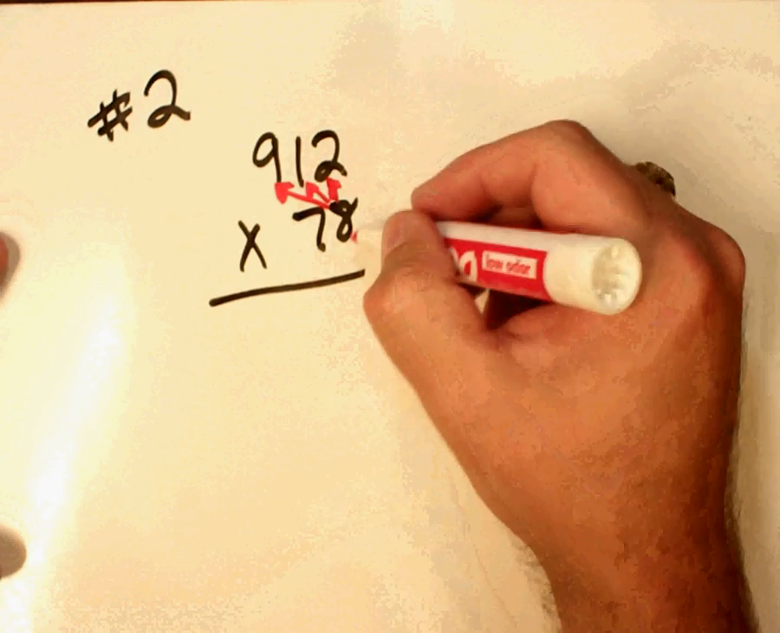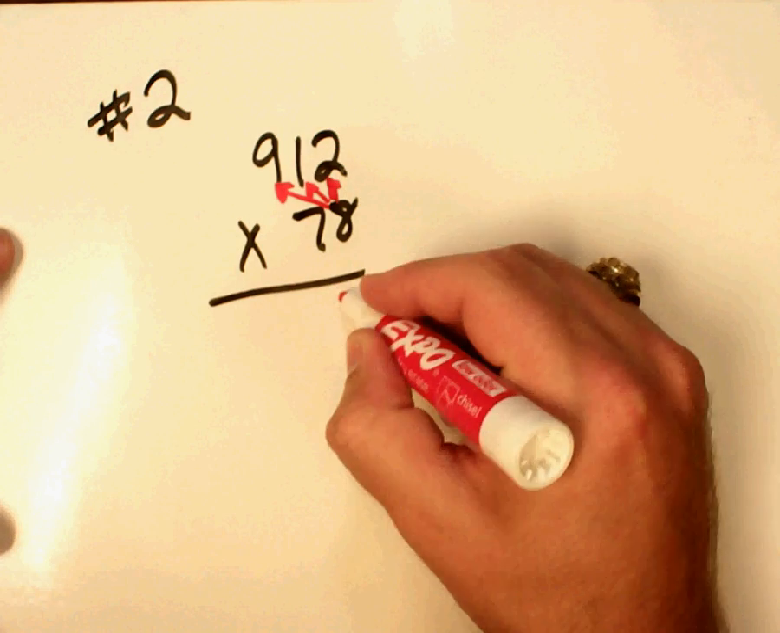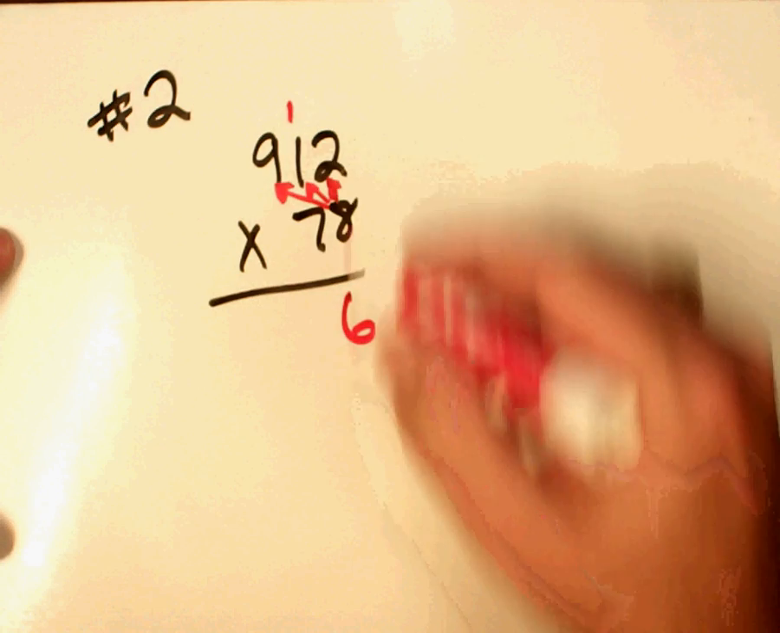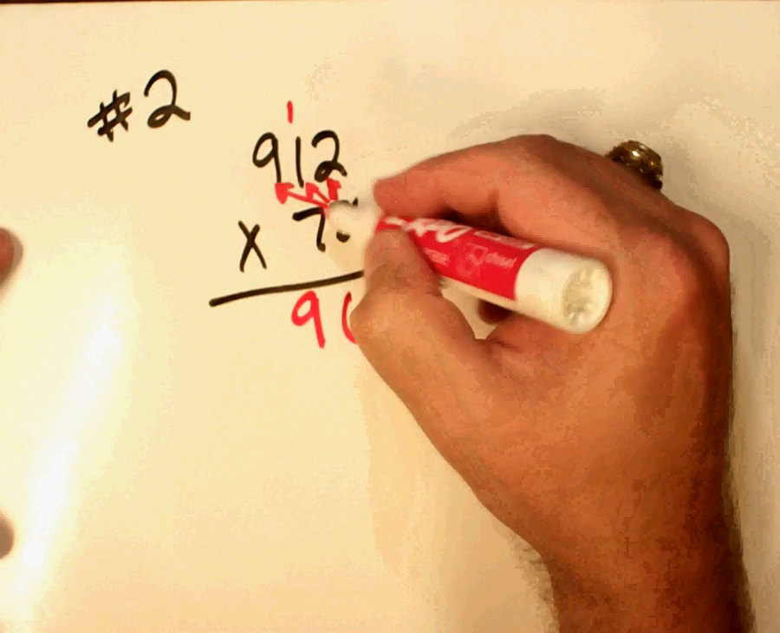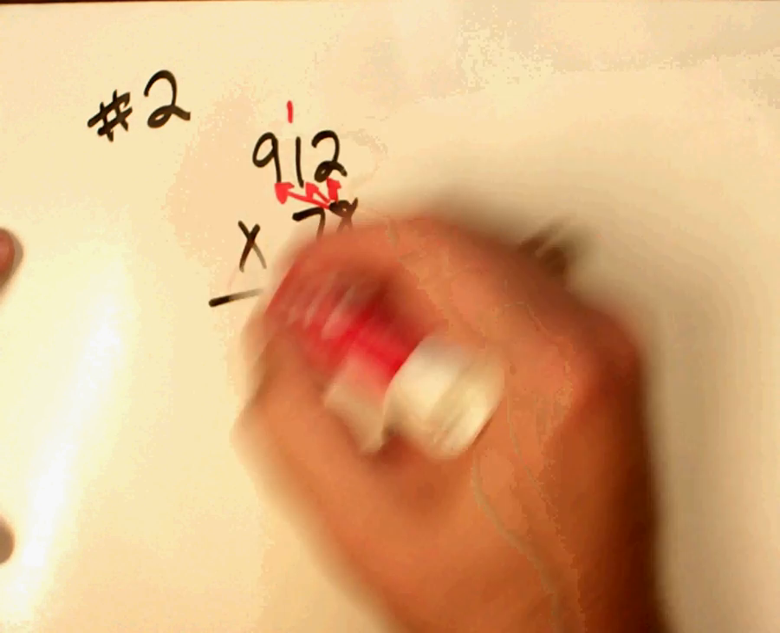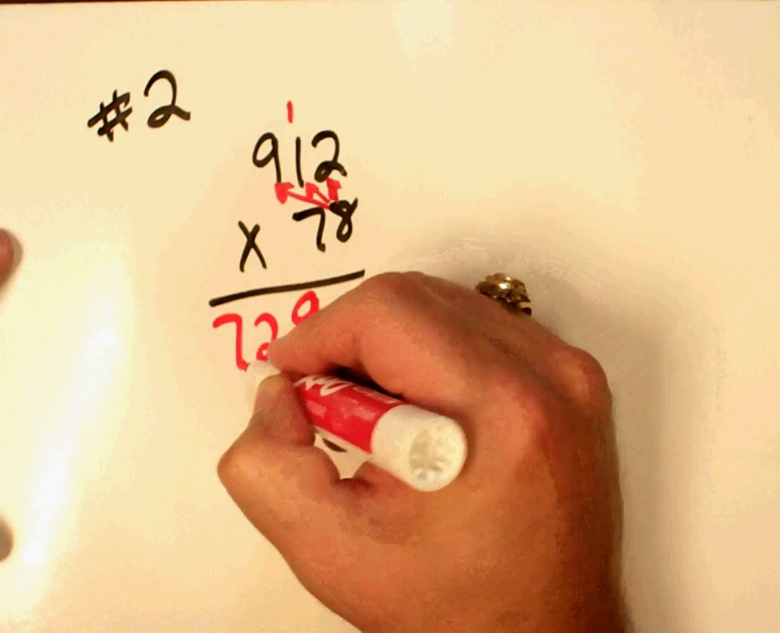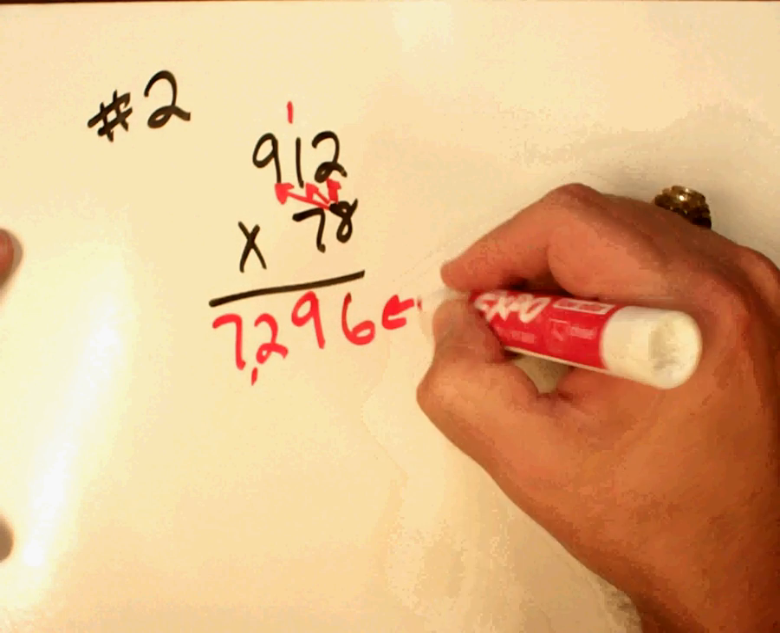Okay. 8 times 2 gives me 16. Carry my 1. 8 times 1 is 8, plus 1 is 9. 8 times 9, 72. There's my first partial product.